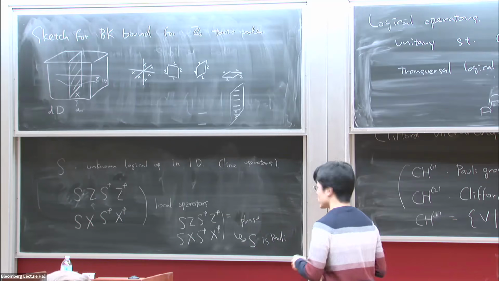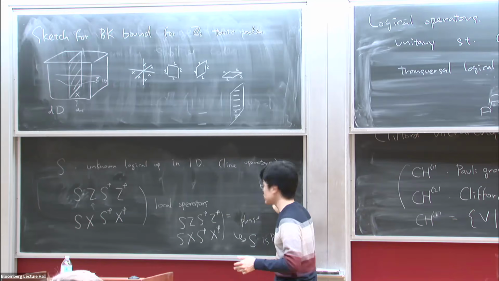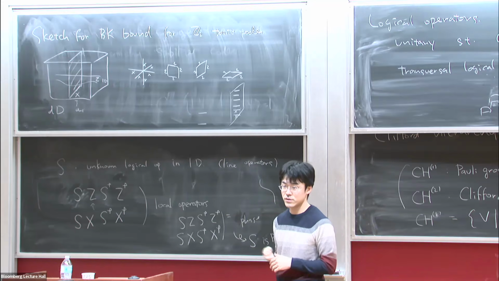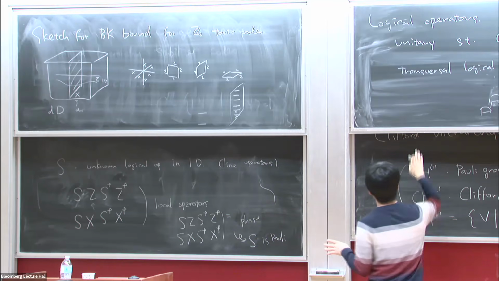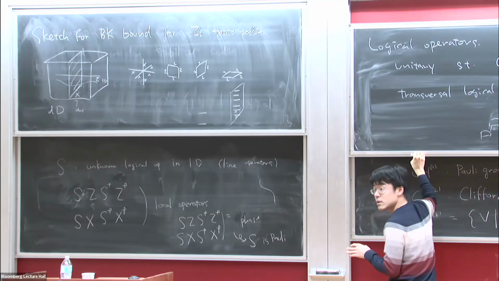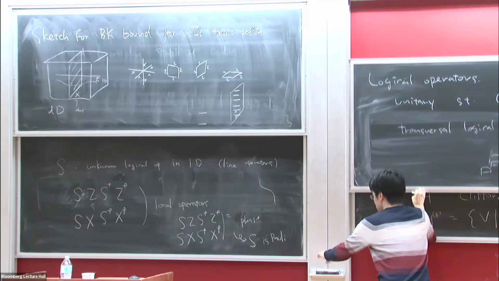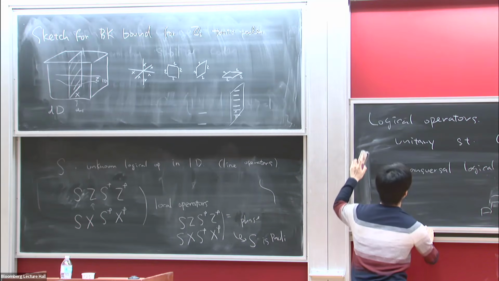Representative? Well, like some deformation of the logical operators such that it doesn't change the logical actions. Yeah. So let me try to give how the generic argument works.